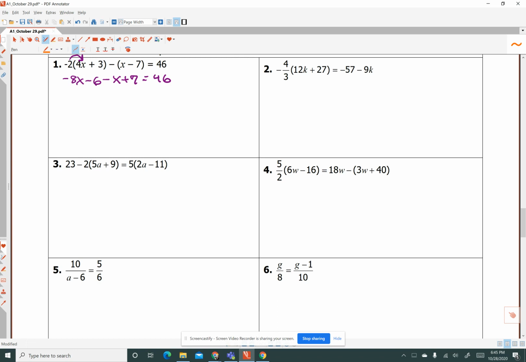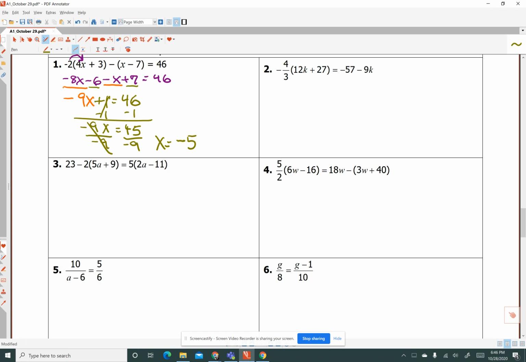So we've got some combining like terms. We have -x minus x. That's minus 1x. So that's a -9x. And we have -6 plus 7, so that would be plus 1 equals 46. And this problem just got a lot easier. I'll subtract 1 from both sides for -9x equals 45. Divide both sides by -9, and x equals -5.